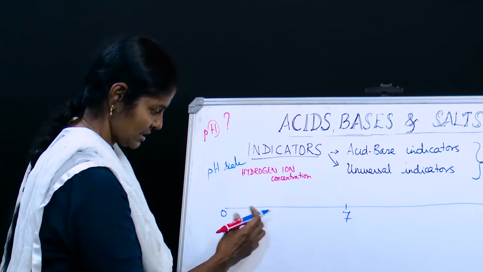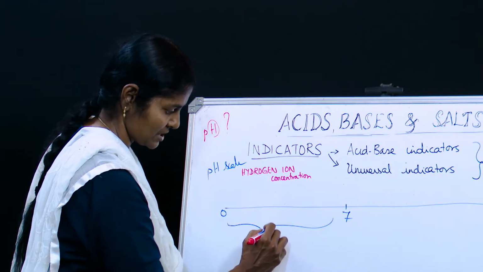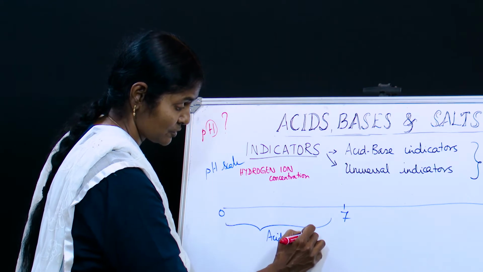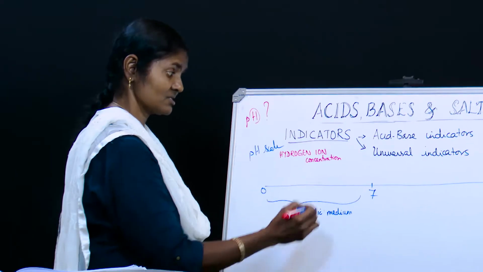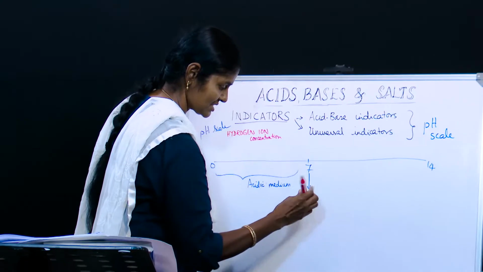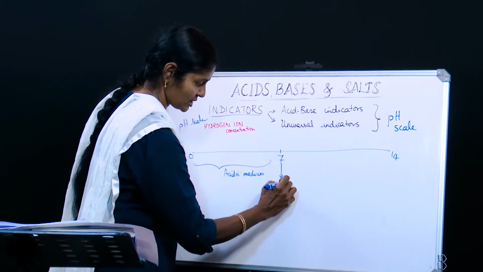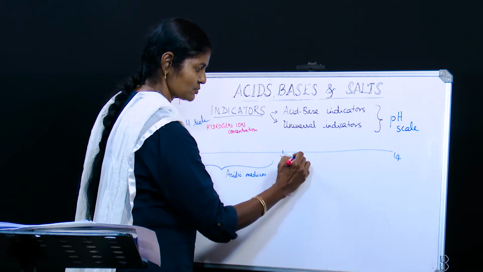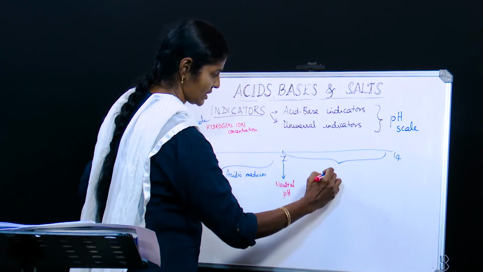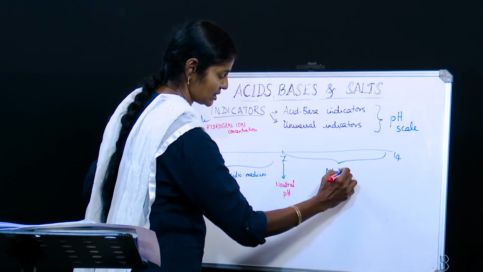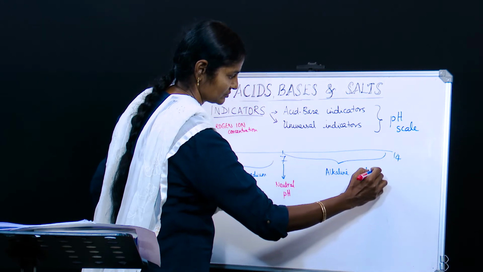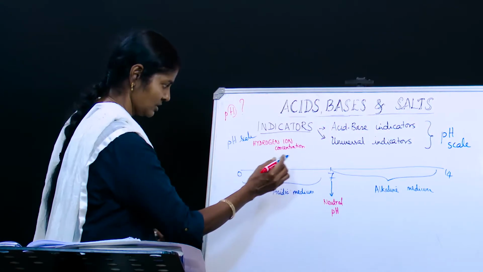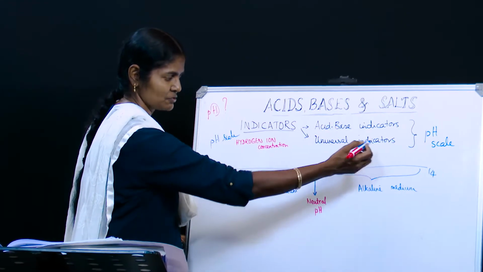0 to 7 is what is called acidic pH. So an acid would have 0 to 7. It could range from 0 to 7, rather 6.9, and a pH of 7 is called neutral pH. It's neither acidic nor basic. From 7.1 to 14 is called alkaline or basic medium. So these are the different readings, like 0 to 7, 7 to 14.